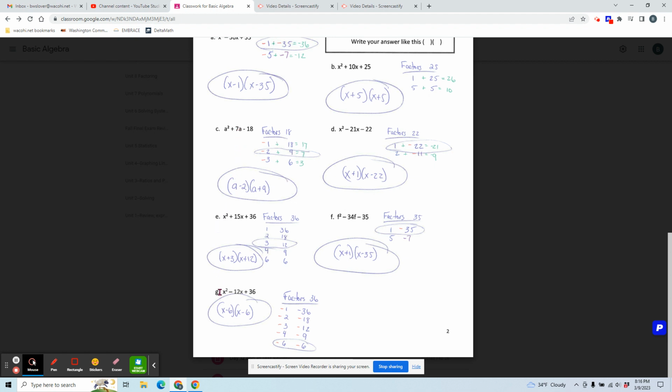So if I look at letter G, I list my factors of the constant of 36. It says negative positive, so everything is negative, and I see which ones add to give me negative 12. Well, that would be the very last one. So x minus 6 and x minus 6. Yes, you have to list both of them. If you just list x minus 6, that's not right, because then it's just x minus 6. Whereas if I have x minus 6 times the quantity x minus 6, if I were to distribute those, I would end up with what I started with, x squared minus 12x plus 36. And that's what I want. I want to factor this expression.